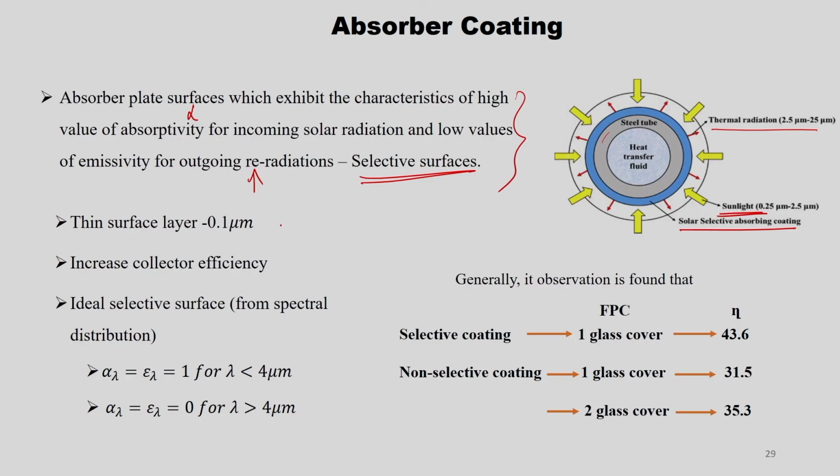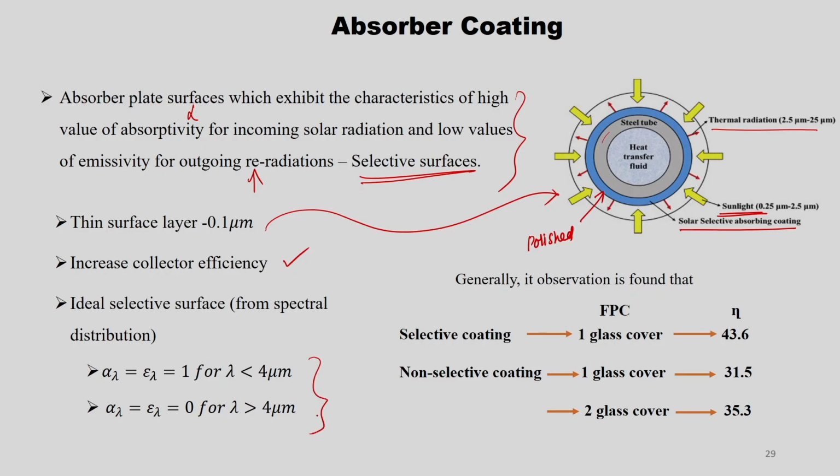Normally the tube surface is polished and cleaned, and then a thin layer of around 0.1 micrometer is kept on the outer side of the tube to enhance the absorptivity. So, this obviously increases the collector efficiency because your emissivity value is decreasing and absorptivity value is increasing. So, obviously it increases the collector efficiency.